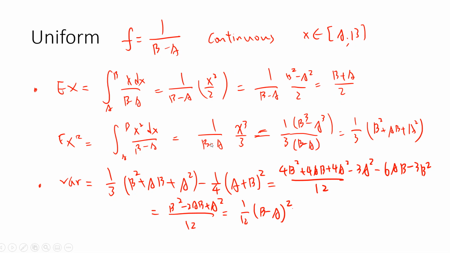Okay, the second moment is also straightforward. You get x cubed divided by 3, and the upper limit is b, the lower limit a. Okay, so I should add this line. Let me just add it.